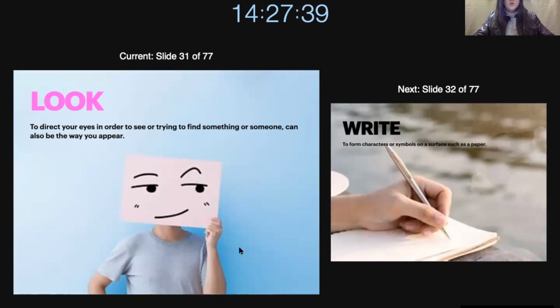So at the moment, you are looking at me through your screen, right? So to direct your eyes in order to see or trying to find something or someone can also be the way you appear. So I look like a woman. I'm an adult woman, right? This picture does not look like a human, never mind a person, but you can see that it's a smiley face. So it looks friendly. But here, the look is of a person, right? You just cannot see their face. Like this part is not there.